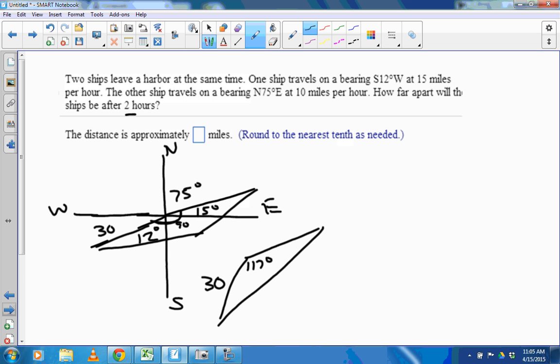And now this other one, the other ship travels at 10 miles per hour. So 10 times 2 will be 20. Now they're looking for the distance that the ships are apart. So this would be the unknown. I'm going to call it A. And notice it's not a right triangle. It's obtuse. So you have to use the law of sines. So these two match up. I can do A over sine of 117.